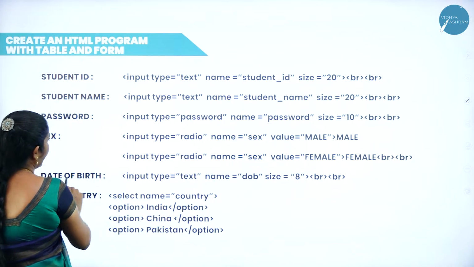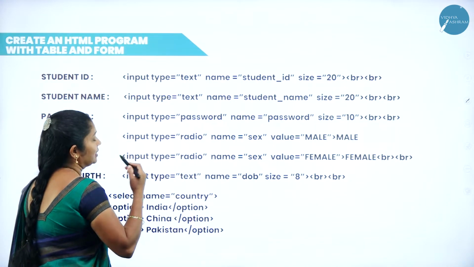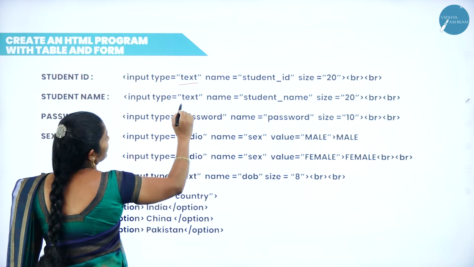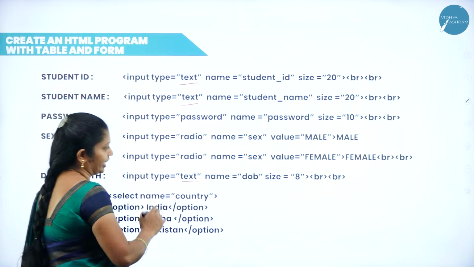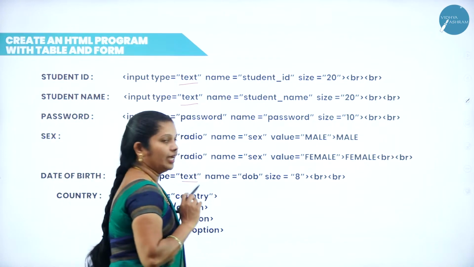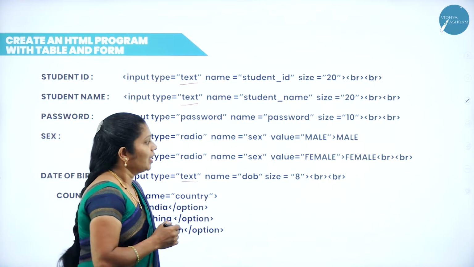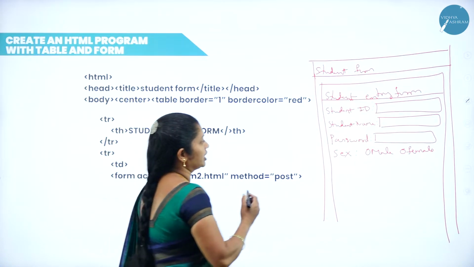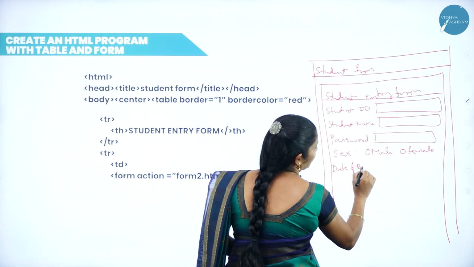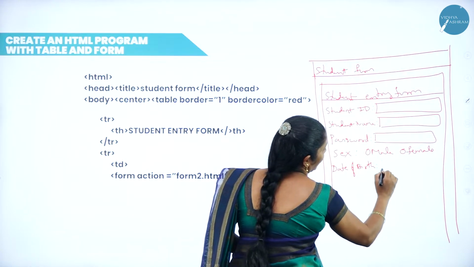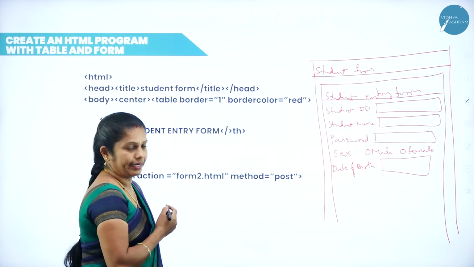Then see here date of birth. Here in date of birth also input type equals text. See here also I gave text and here also I gave text. That is for date of birth text format and name here we have given DOB, that is date of birth, and size here for example I gave 8. Then in the output screen it will display date of birth, then colon. Here also you will get one box, and a maximum of 10 characters we can enter here.